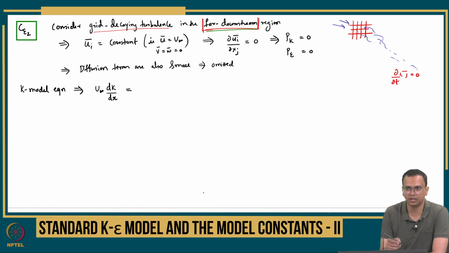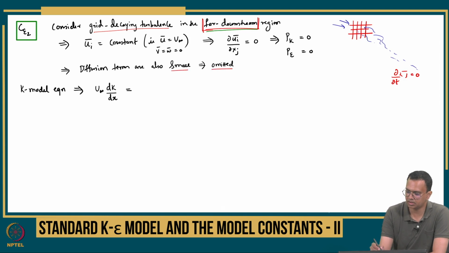So you are essentially looking at K decaying along x. As you walk along the flow direction, K is decaying continuously. And on the right hand side, as I said, diffusion terms are omitted, considering that they are small, and production is 0. So what term is surviving? Minus epsilon.